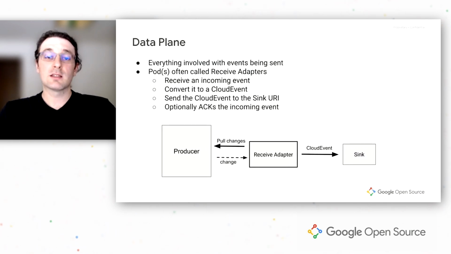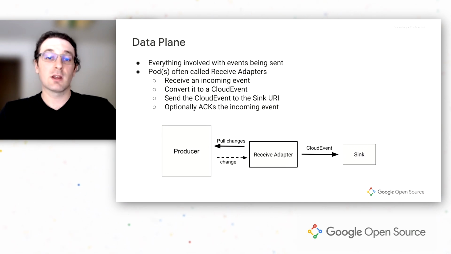The data plane is everything involved with sending the actual events. We often call the pod that's sending the events the receive adapter. What it does is it will receive an incoming event from somewhere. This could be an external web request in the case of GitHub source. It could be an in-process timer in the case of ping source, or it could be pulling from an external API in the case of API server source.